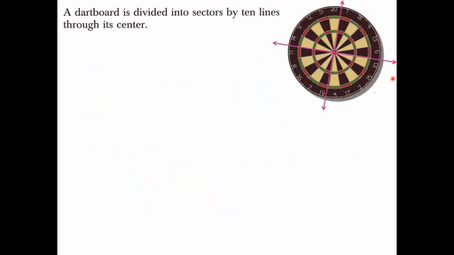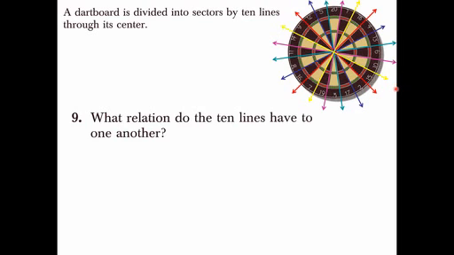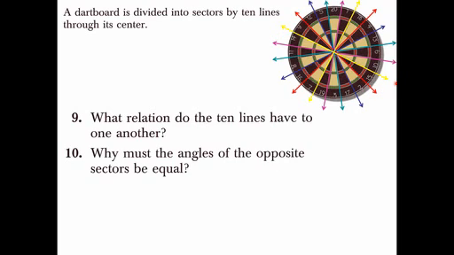We've got a dartboard, and I've put in the metal lines. I've put them in different colors. It's to help you with the last question there. So you work through what relations the lines have to one another, like all of them together. What relation do they have?